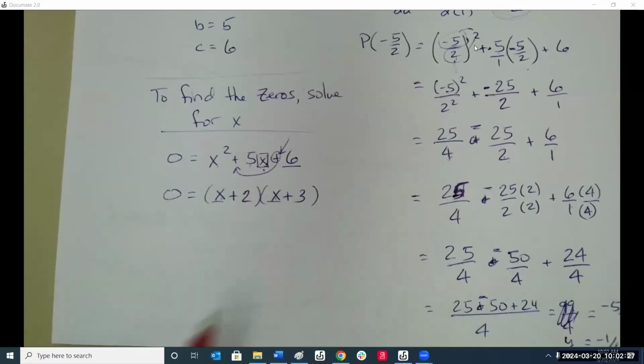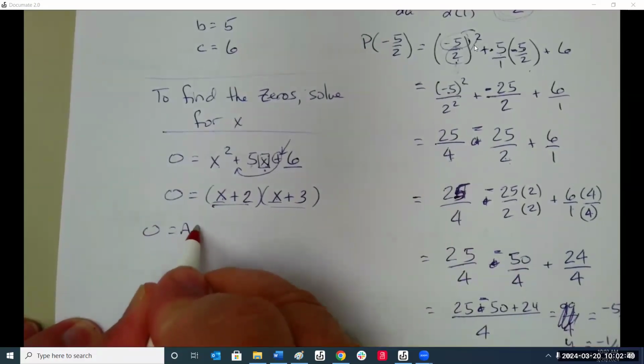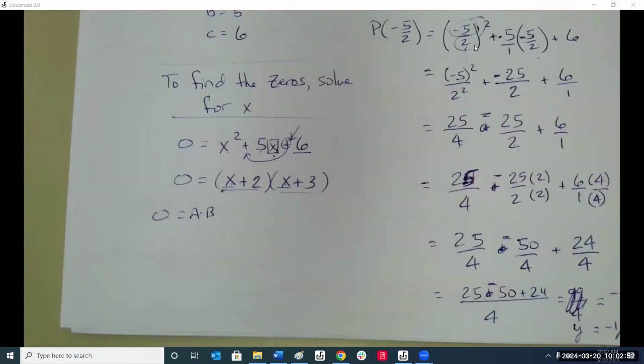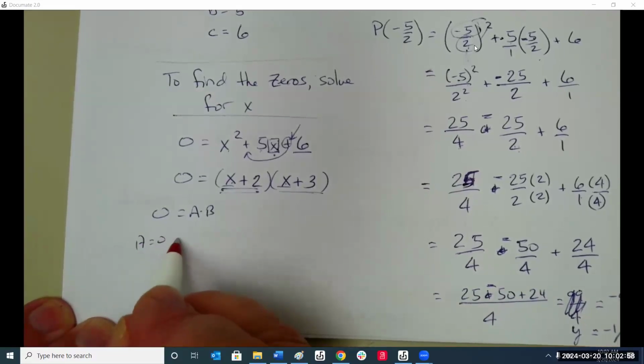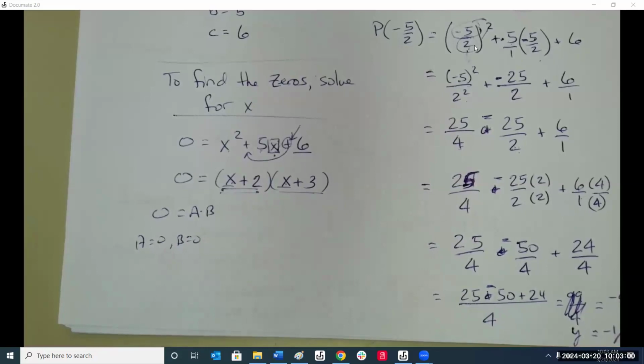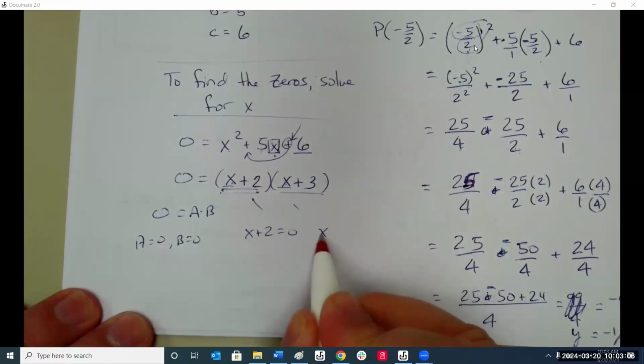What do we do with these? It's called the zero product principle. We have two numbers, A times B is equal to 0. That means either A equals 0 or B equals 0 or they both equal 0. So we take both of these factors and set them equal to 0.